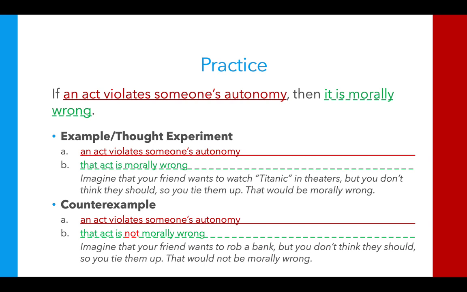Again, not every example or thought experiment that I give is maybe convincing to you, maybe not every counterexample I give is convincing to you, but the idea is roughly that it's going to be convincing to a large number of people. Most people are going to find this example plausible, that says, yes, sometimes you can violate people's autonomy if they want to do things like robbing a bank, etc.